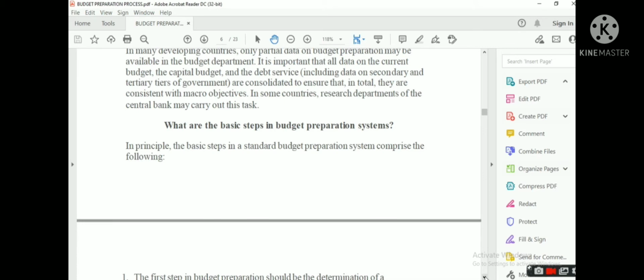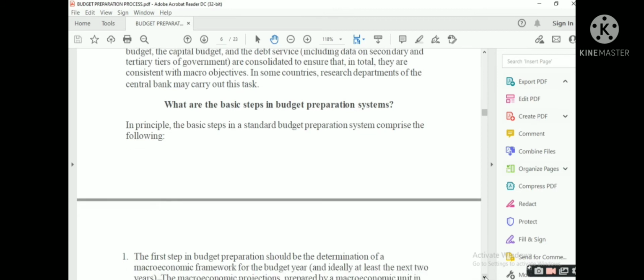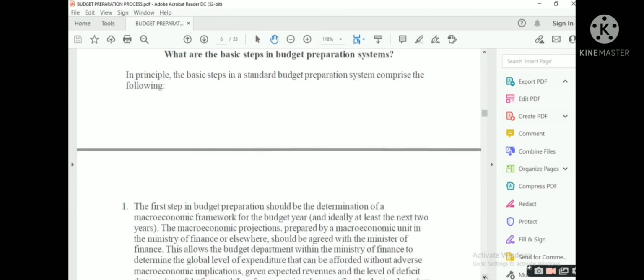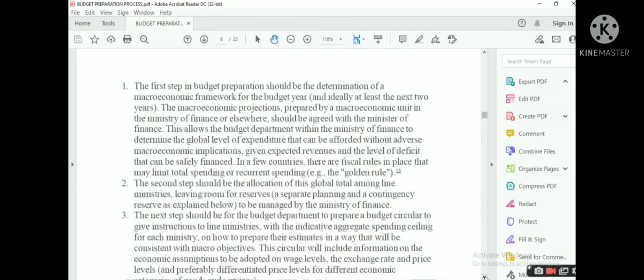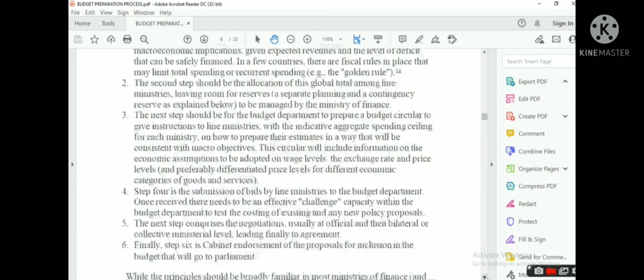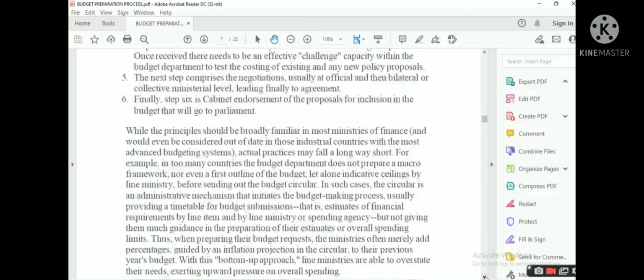Some are only responsible for preparing the current budget, excluding debt. In such cases, the capital budget may be prepared by a planning or development ministry, or even at a higher level in the prime minister's or president's office, while the debt service costs are assessed and paid by another entity. Some budget departments are in charge of preparing the entire budget, although not involved in implementation of the budget. Others have a say on expenditure commitments, and some are also in charge of monitoring budget execution. It is therefore important to know the precise responsibilities of the budget department.